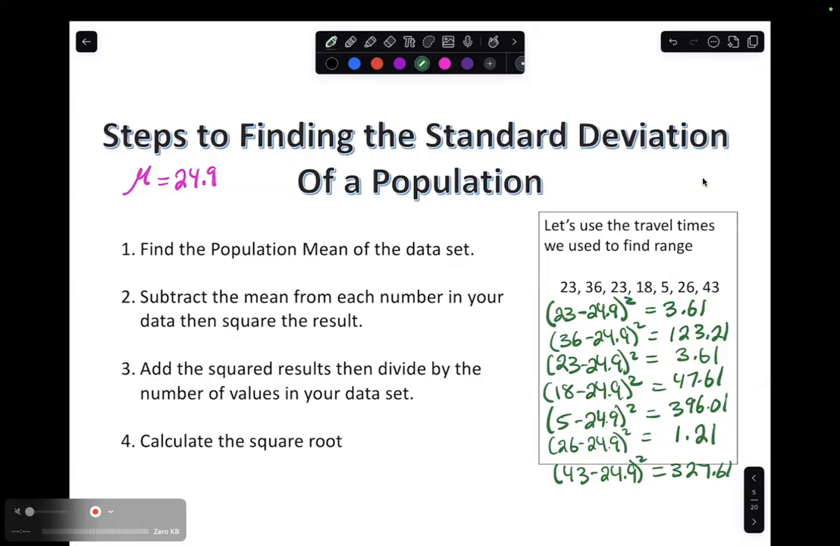Okay. We've done this, and I took every single data value, I subtracted the mean from it, and then we squared that difference. So now I'm just going to add all these together. So that's the next step. We just did step 2. Now we're going to add all of these together.